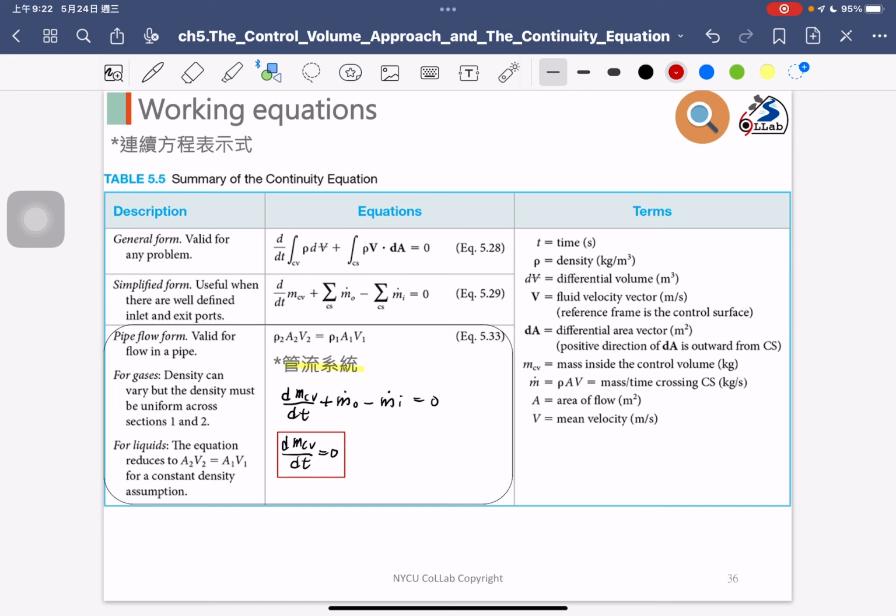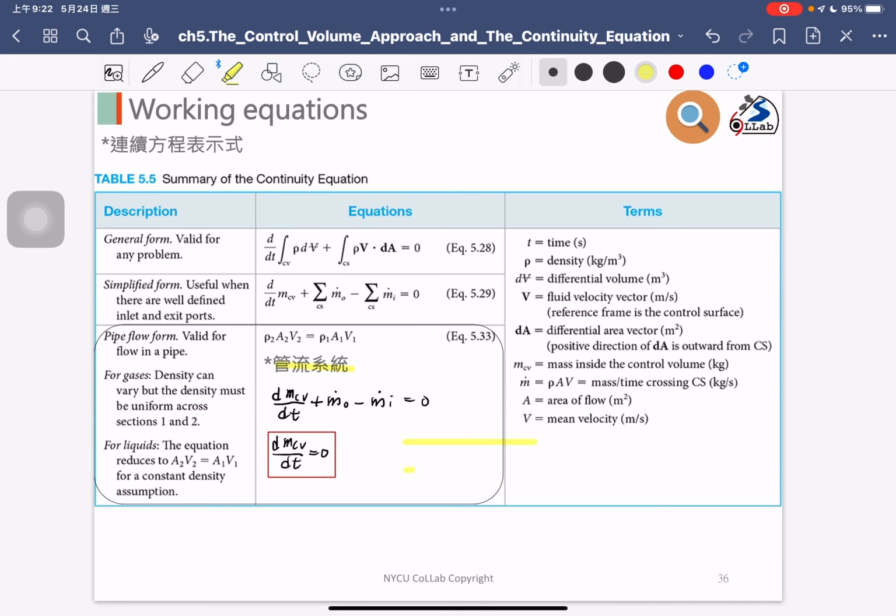That's because this is our pipe, and in pipe flow there is always water inside the pipe, so the mass cannot change. If your pipe is full of water, we don't have mass changes in the pipe with time, so we don't have this term. So the continuity equation can be rewritten as the m rate out always equal to the m rate in.